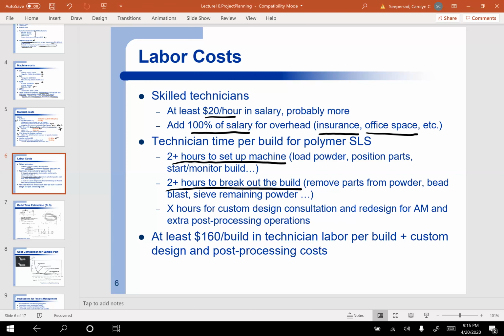And it could be longer to break out the build if you have complicated parts that need special treatment, especially if they need to be painted or surface finished, or if metrology needs to be done on the parts. And then it's going to take some time for custom design consultation if you need to redesign for AM, those sorts of things. So if it's 4 hours and 20 times 2 is $40 per hour, then it's at least $160 per build in technician labor. Plus, if there's lots and lots of parts in there and they all have to be bead blasted and powder removed, it might take some extra costs in terms of labor.